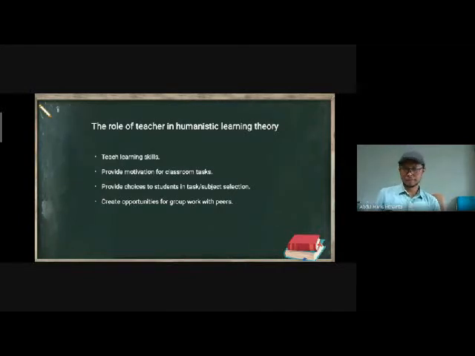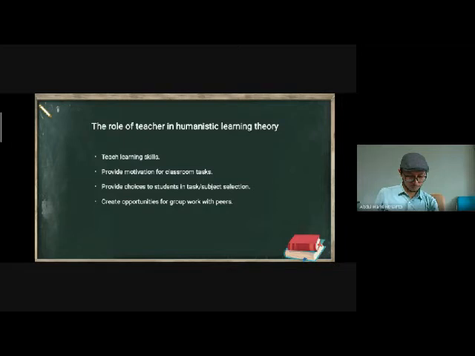Motivation for classroom tasks. Humanistic learning focuses on engagement, so teachers need to provide motivation and exciting activities to help students feel engaged about learning. And next, provide choice to students in task subject selection. Choice is central to humanistic learning. So teachers have a role in working with students to make choices about what they want to learn. They may offer options and help students evaluate what they are excited about and what they want to learn. That's what makes them motivated in learning.